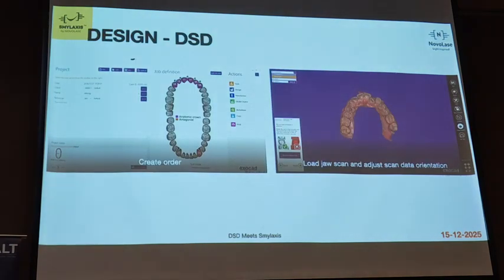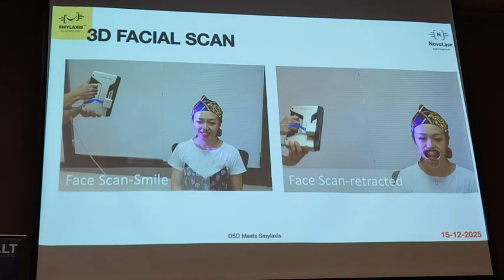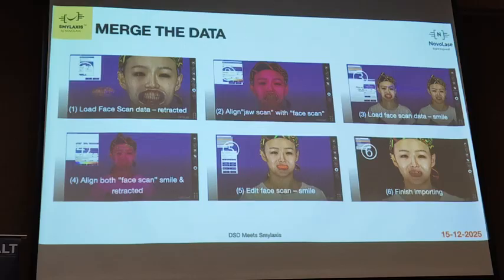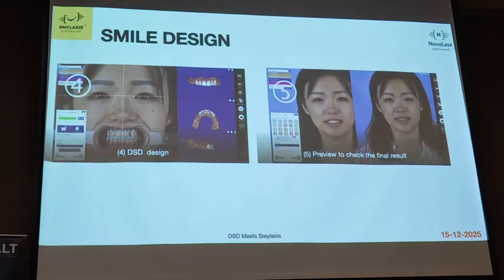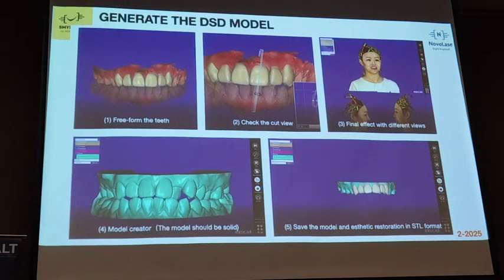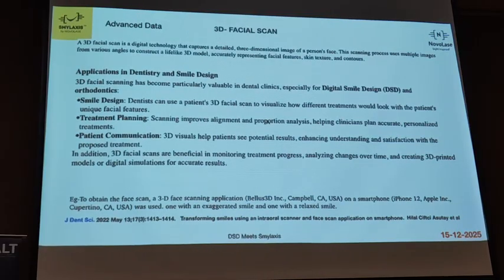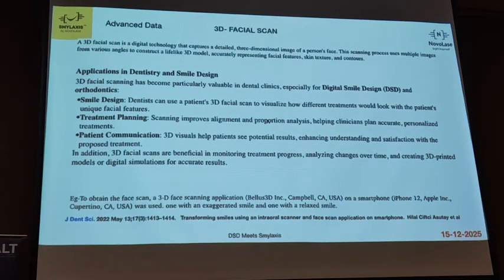Okay, so videos. If you have a 3D facial scan, good. We can use that 3D facial scan also. We use this DSD, merge all this data, and we design the smile. Okay, generate the DSD model, and we use that for aligner planning. Suppose you have a 3D facial scan, these are the advanced ones.